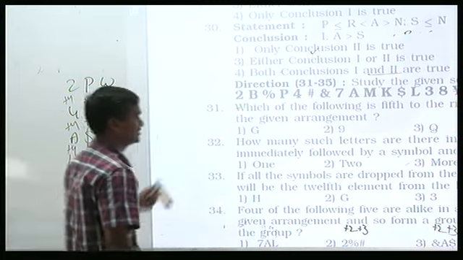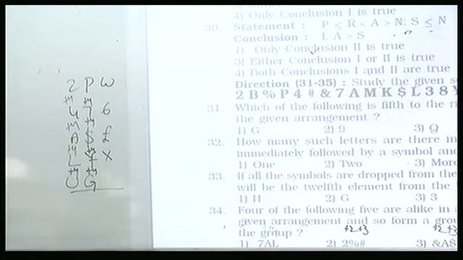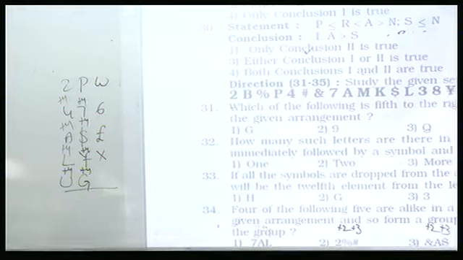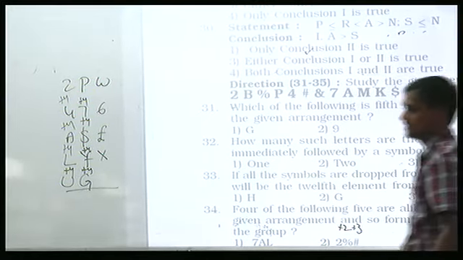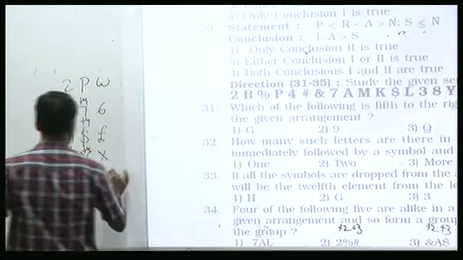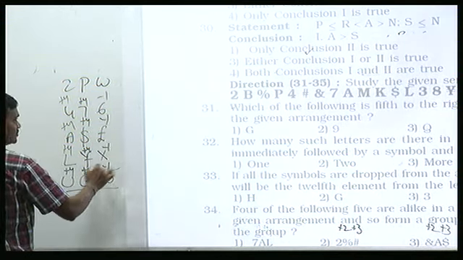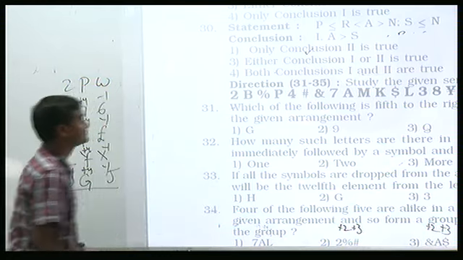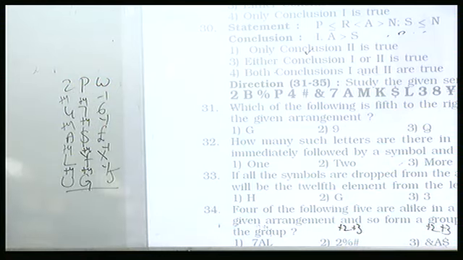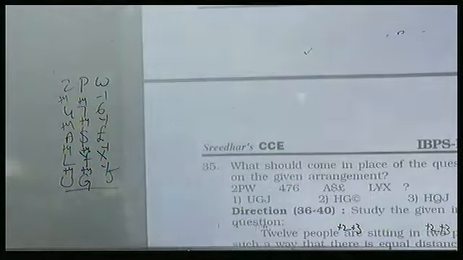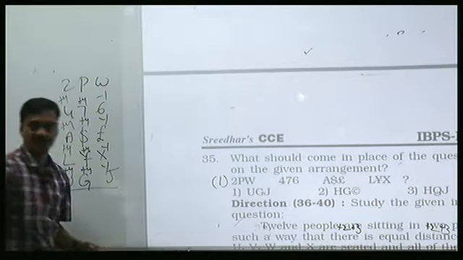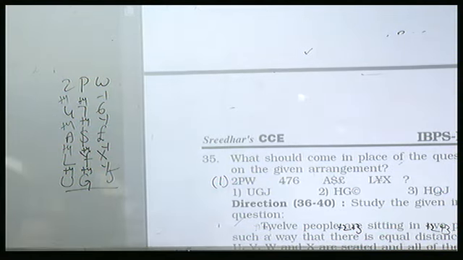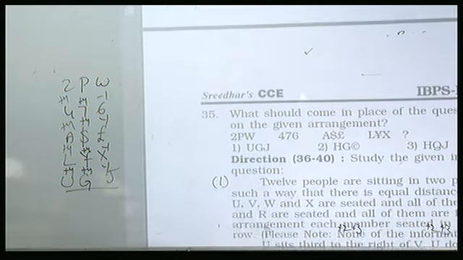And similarly W and 6. Where is W? W is here. W and 6 minus 1. 6 and this one minus 1. X minus 1 is J. Hence minus 1, minus 1, minus 1. The answer is 1 each time. Okay? And it was given in choice 1. UGJ. Clear now? 35.